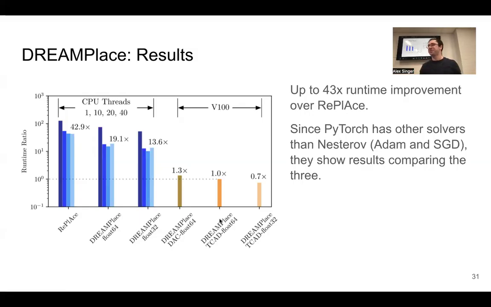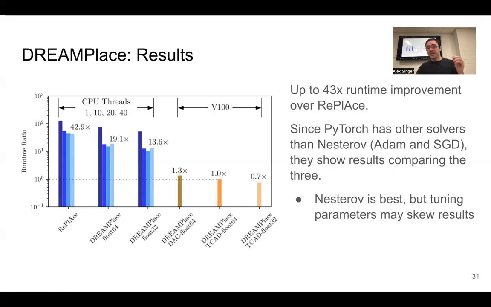And they also had this really great section in the paper, which compared Nesterov's solver to Adam and stochastic gradient descent, because it's as simple as just changing a single variable in their code because it's provided by PyTorch. So they showed the results comparing the three. They did find that Nesterov's is the best, but they had this excellent sentence in the paper that I really appreciated that basically said, although Nesterov's is the best, we tuned RePlAce, and RePlAce was tuned to run on Nesterov's method. So I'm sure with tuning, Adam and stochastic gradient descent can be just as good.